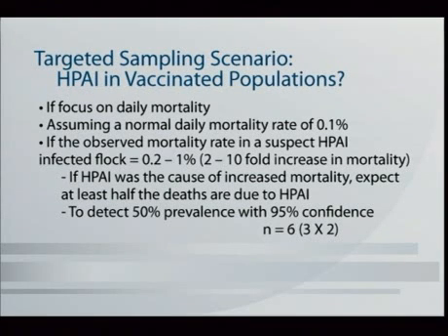So, assuming that the high-path AI virus was the cause of the increase in mortality in this particular flock, we can expect that at least half of these deaths are due to HPAI. Therefore, to detect 50% prevalence, instead of the 0.1, with 95% confidence, we would need to test about 6 samples. It's a lot more acceptable than 3,000.